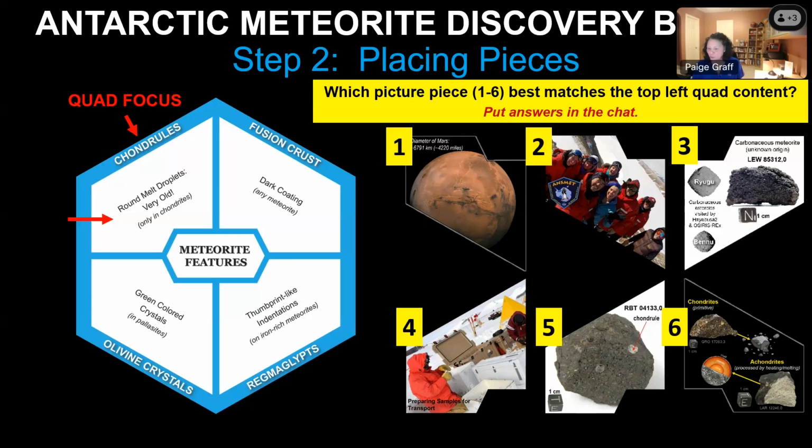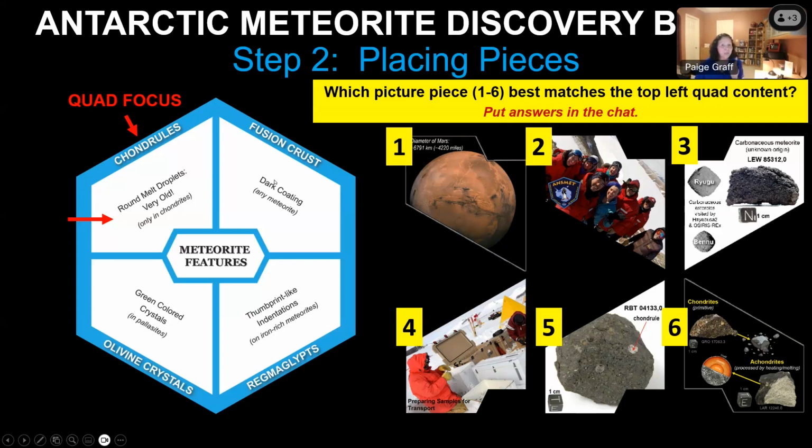Which picture piece, 1 through 6, best matches? So I'm getting some answers in there. I have a possible 5, a possible 3, a possible 5, a possible 6. Let's see if we can get some consensus. You may think about why you think a particular piece is the piece of choice. So I have a lot of 5s. I have some 6s. The diagram's hard to read, and that could be very, very true. So I'm seeing a large majority of 5s, in some cases 6.